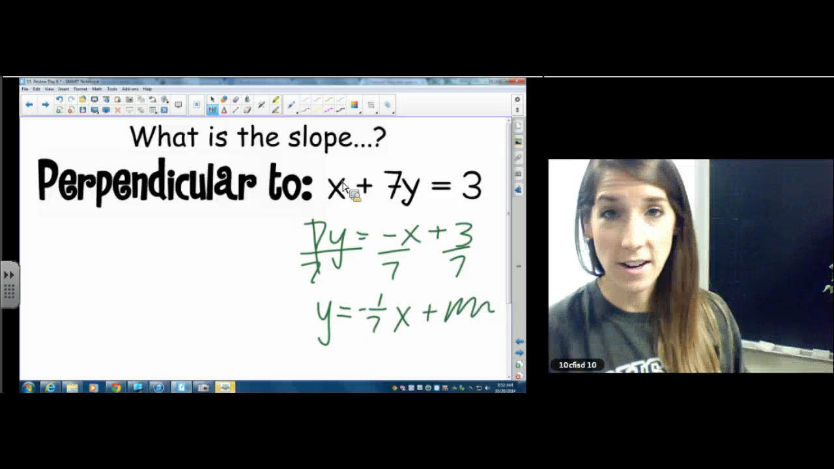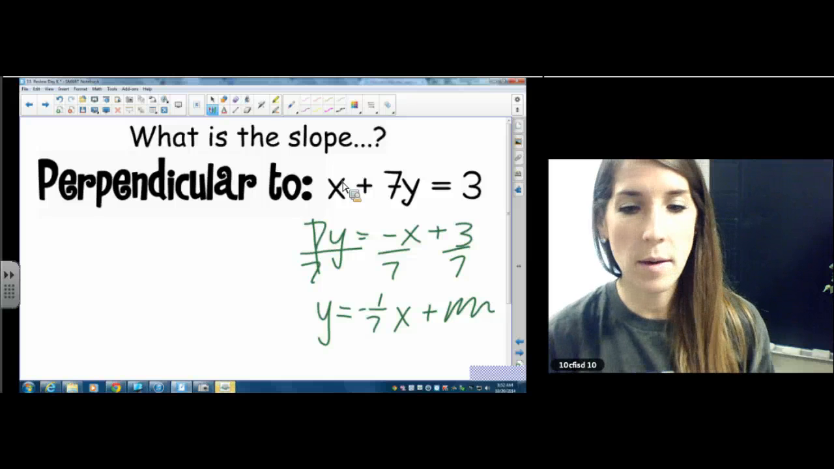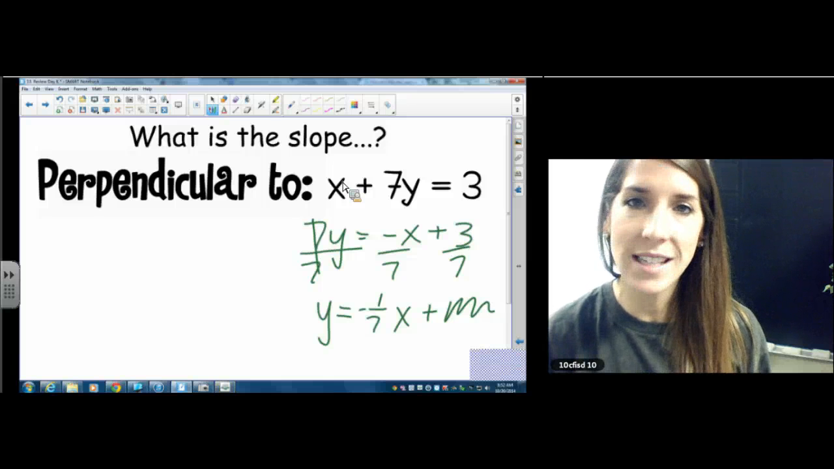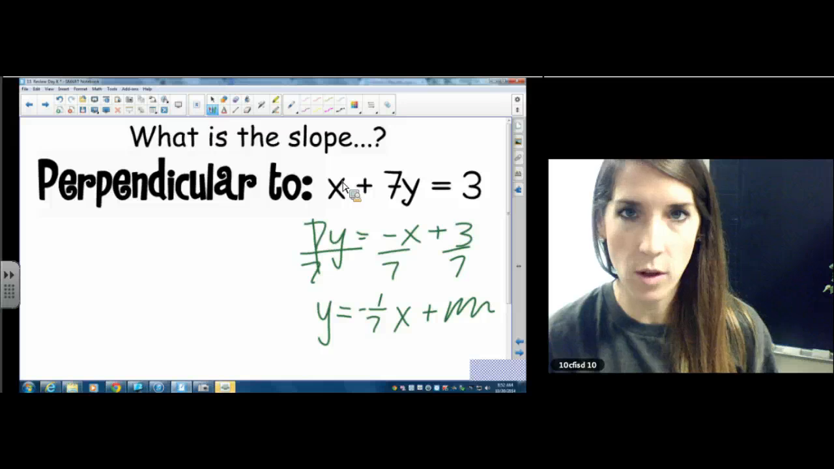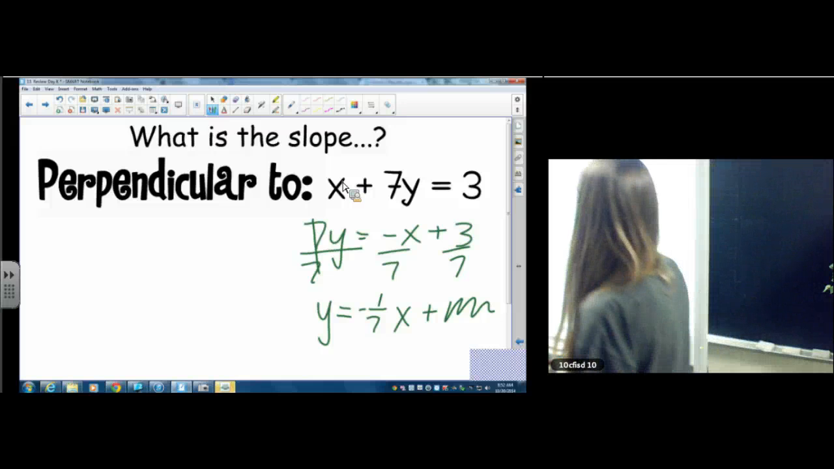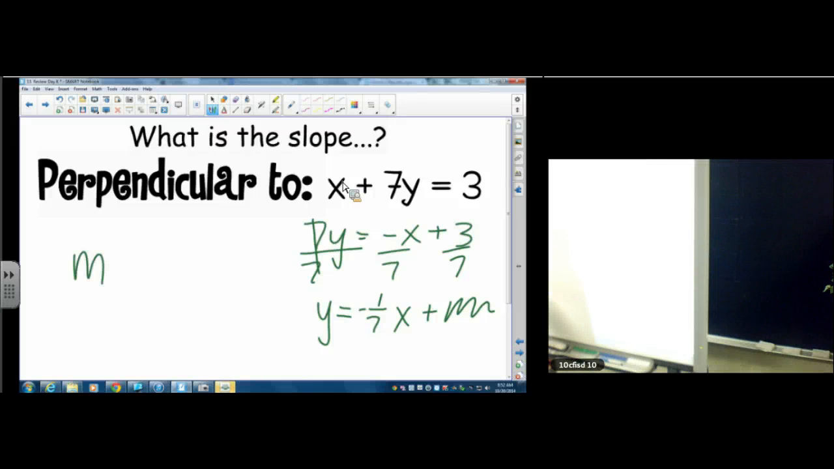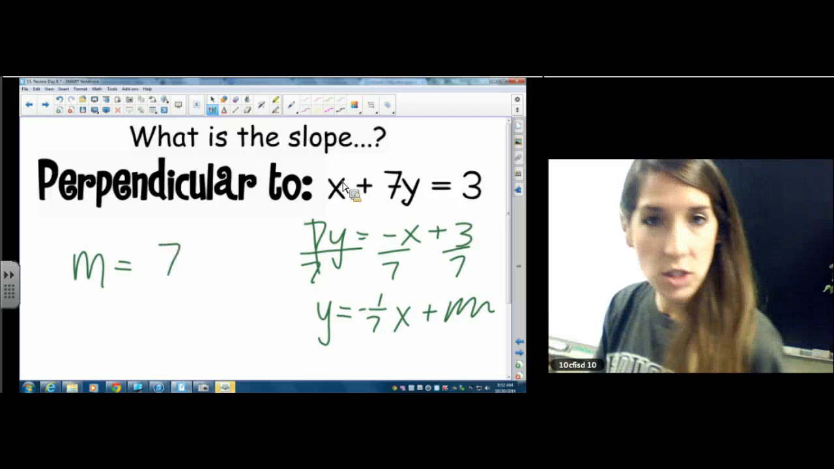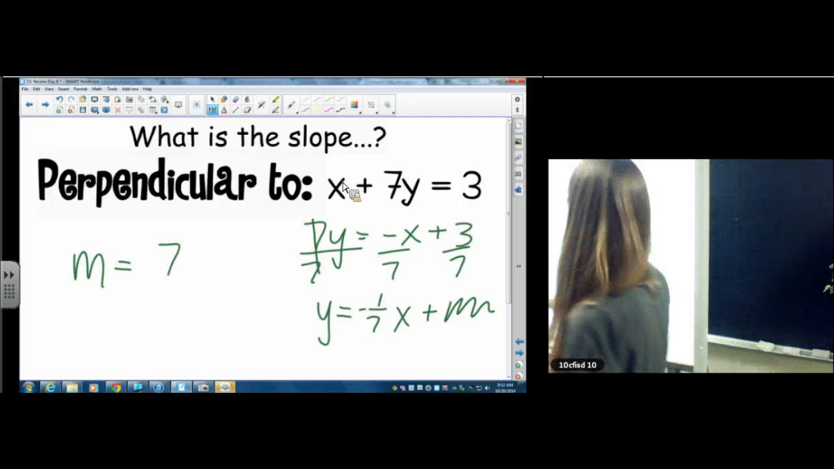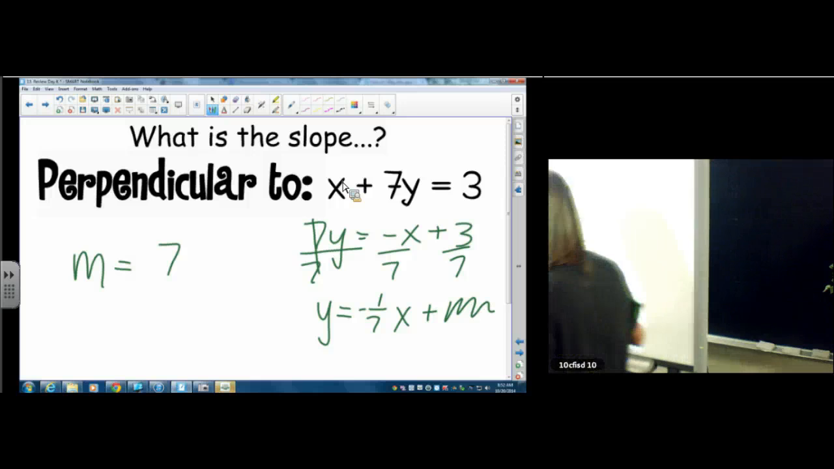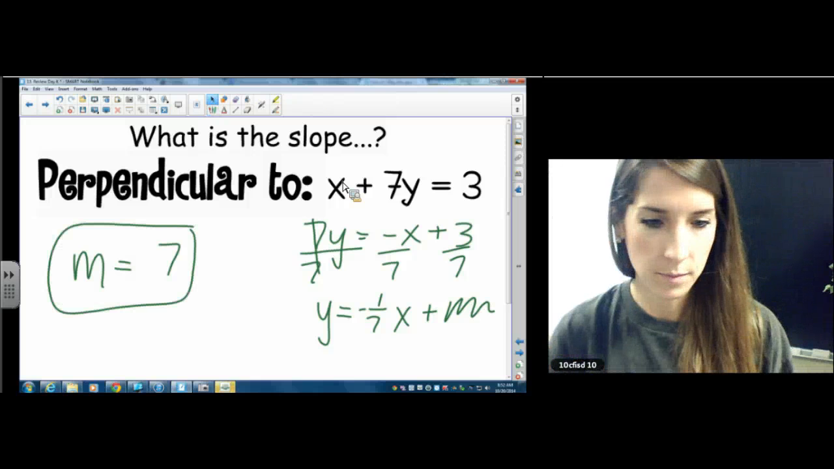We don't care about the y-intercept. So now if we want to be perpendicular to -1/7, we need the opposite reciprocal of -1/7. So you flip it, and you get 7, and then you change the sign so it goes from negative to positive. So the answer was 7.